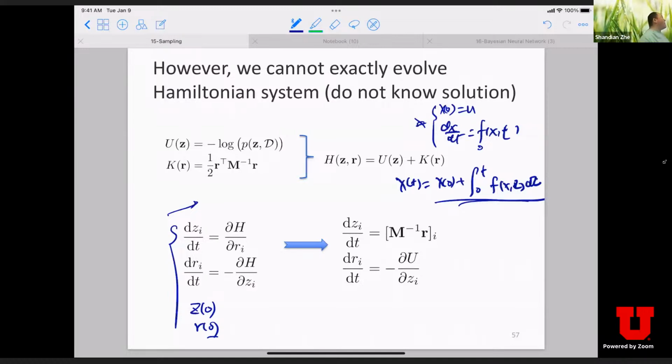So your acceptance rate is related to the error of numerical integration, but it's not directly related. I will talk about that later, in a minute. But because of this error of numerical integration, it cannot conserve the energy. If it does not conserve the energy, then the ratio of these two probabilities is not just one. It will be less than one, that means your acceptance probability will be lower. Any other question?